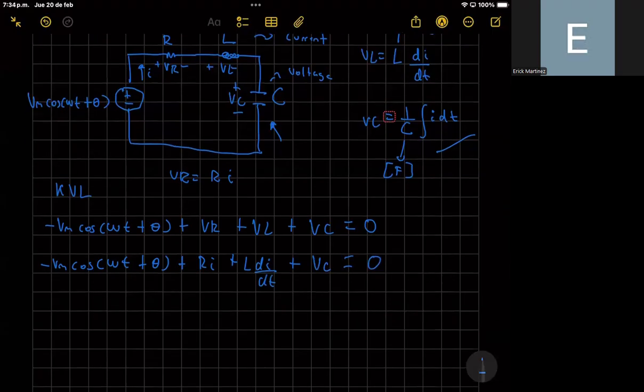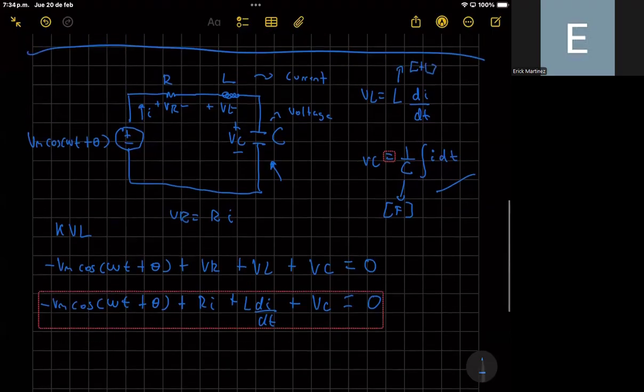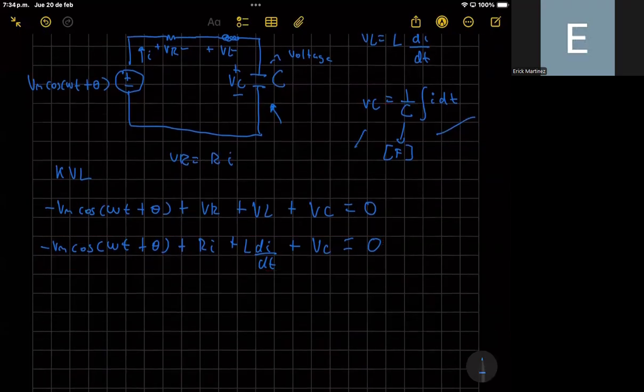Now, we have here the current. So what I can do is substitute the value of the current based on the relation of the capacitor. I can do this because I know that this is a series circuit. Remember that in a series circuit, the current is preserved for each of the elements. The current that flows through the resistor is the same current that flows through the inductor, and also the same current that flows through the capacitor. So I can express the whole equation in terms of the voltage of the capacitor, which is my variable of interest.